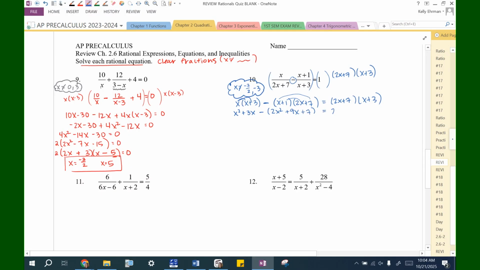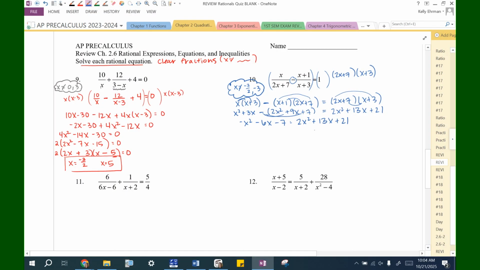On this side, 2x squared minus 6x. Why do I say minus? Plus 6x plus 7x, so plus 13x. 7 times 3 is plus 21. Let's distribute this negative and combine some terms. So x squared minus 2x squared is negative x squared. 3x minus 9x is minus 6x minus 7 equals, didn't do anything over here, just copying it down.